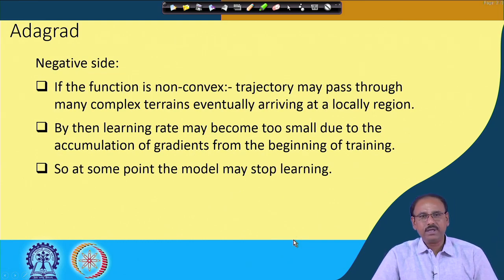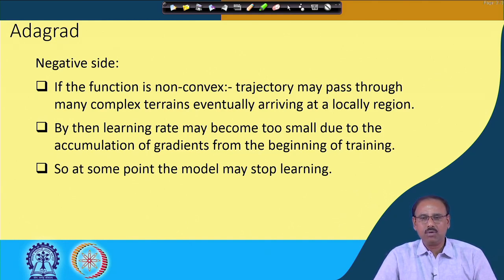And the negative point is, if the function is non-convex, which is quite possible given the high dimensional space in which the error function is defined, then while the algorithm proceeds, the trajectory of the weight vector or the parameter vector may pass through many complex terrains before coming to a locally convex region.